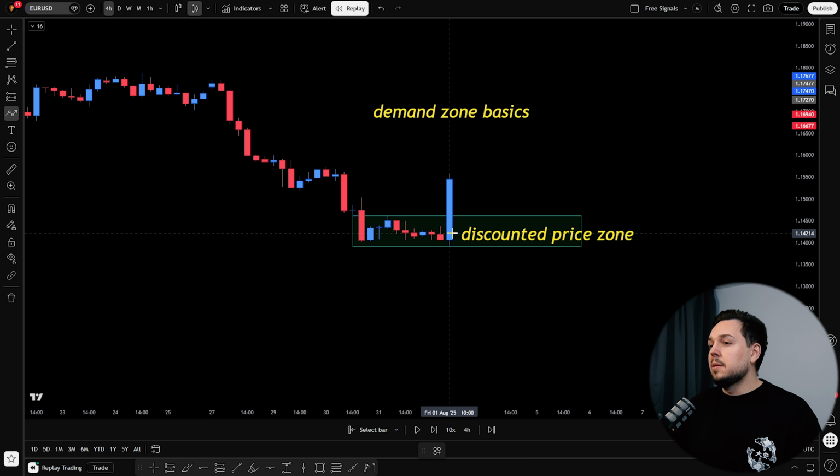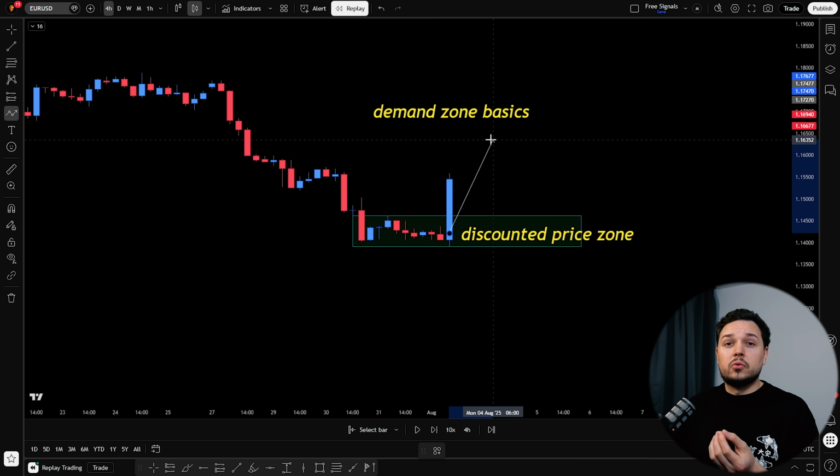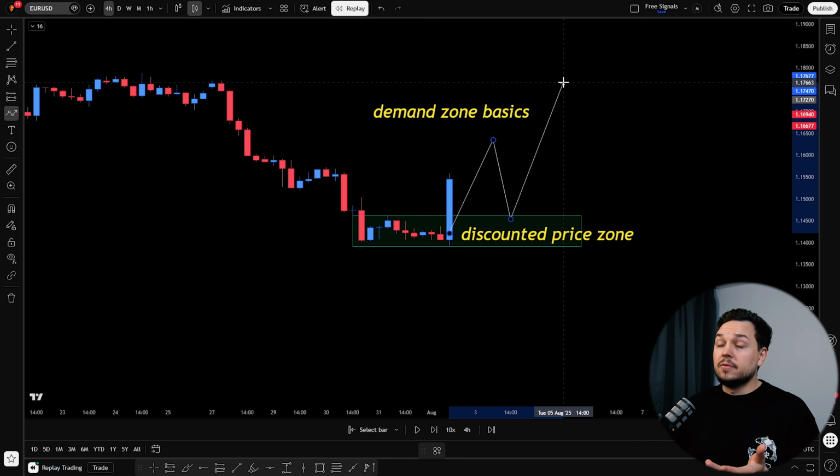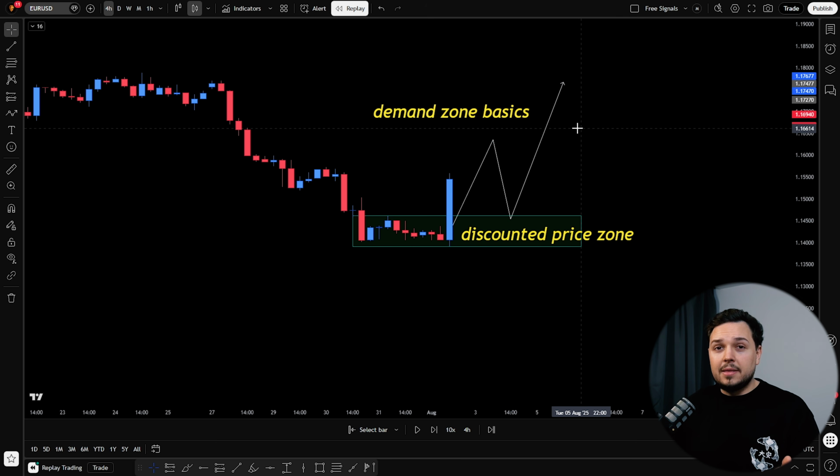So the logic is simple. If we see price shoot up aggressively, and the price returns to this level, we expect to have buying interest yet again to push the market further up. That's why demand zones are where we want to look for buying trade opportunities, because it's a discounted price and likely the big banks and institutions that actually move the market are looking at these levels.